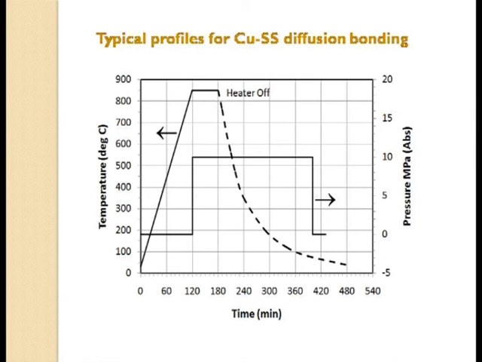Initially we do not apply any load, but the moment it reaches 850 degrees centigrade, we apply a load to a pressure of about 10 MPa. Then that 10 MPa will continue till the temperature of the heat exchanger reduces to almost room temperature, 30 degrees. Till then the pressure should be there. After that you can release the pressure and take out the sample or heat exchanger.